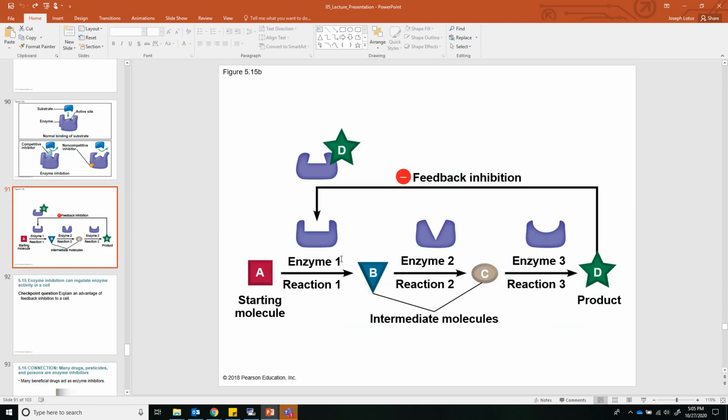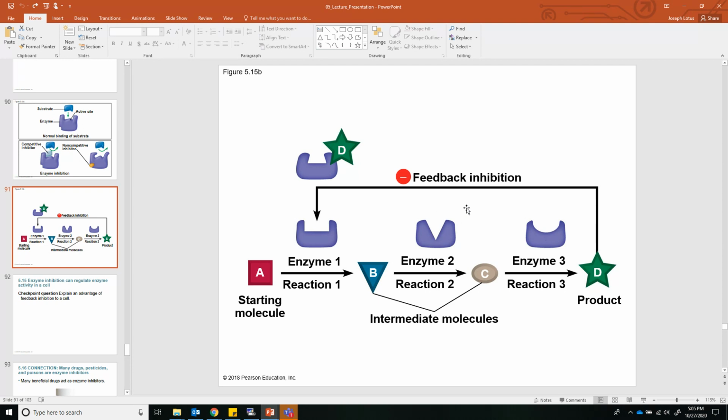Okay, so if we look at this picture here, this is called feedback inhibition. Basically, in reaction one, we're starting with A and ending with B, and then we're taking B and using another enzyme to make molecule C, and then molecule C will bind to enzyme 3 to make product D. But product D actually acts as, let's say, a non-competitive inhibitor on enzyme 1. When it binds to the allosteric site of enzyme 1, it causes enzyme 1 to stop functioning.